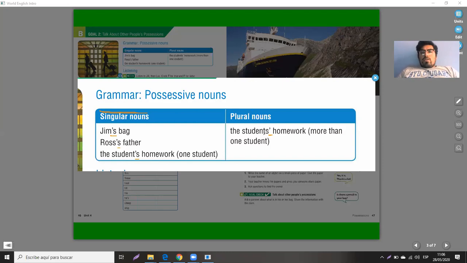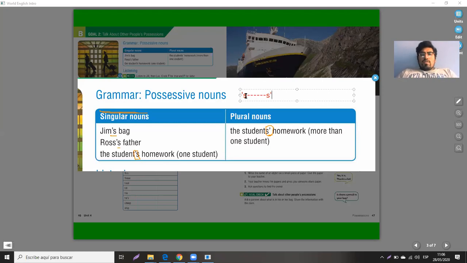Okay, the student's homework. But this is more than one student. This is just one student, singular. This is plural, more than one. Now, what is the difference here? Aha. The difference is apostrophe S, and the other is S apostrophe.